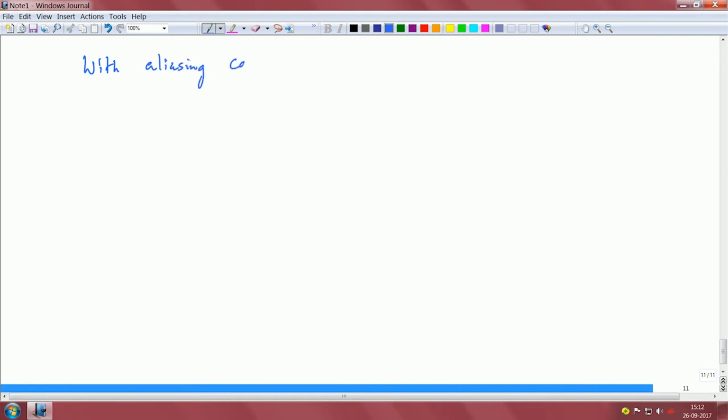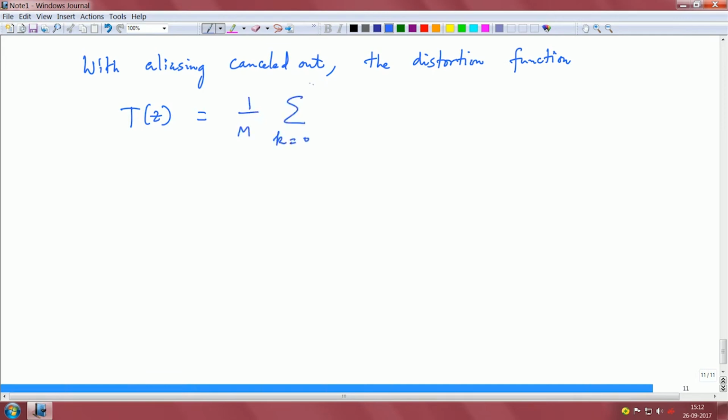With aliasing cancelled out, the distortion function T of Z is 1 upon m summation k equals 0 to m minus 1 of Hk of Z Fk of Z, and we call this A naught Z.